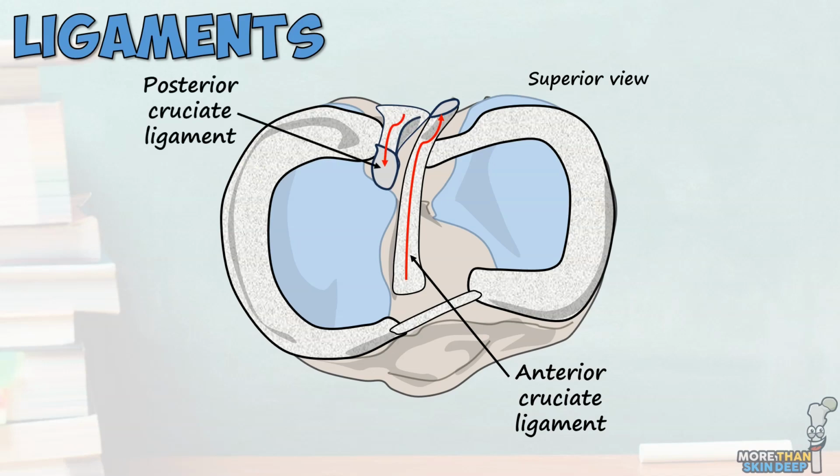The word cruciate comes from the Latin origin crux, for cross, due to the way the ligaments appear to cross over one another when viewed from above.